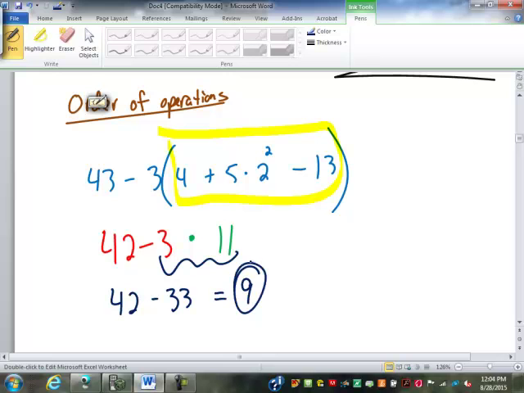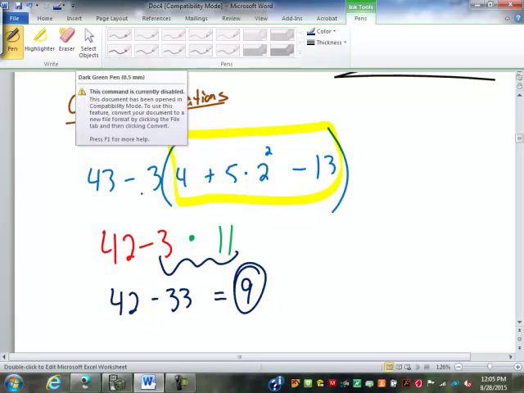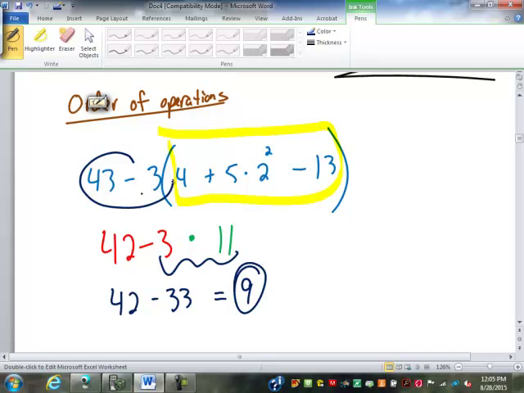Now I'm going to warn you, every semester I catch at least 4 or 5 people, 43 minus 3 is 40, and then go from there. Why can't I do that? That 3 is multiplying whatever's in the parentheses. That multiplication has to happen before we subtract. So make sure you don't do that. It should be 43, shouldn't it? I don't know where the 42 came from. 43 minus 33 is 10. Thank you.